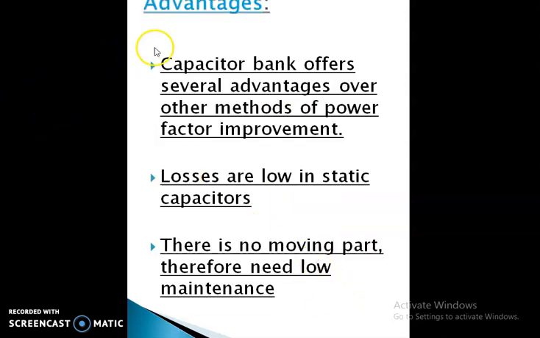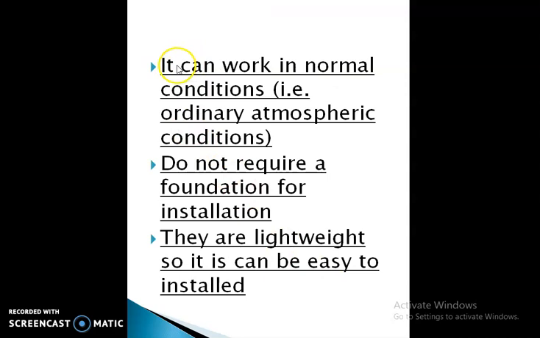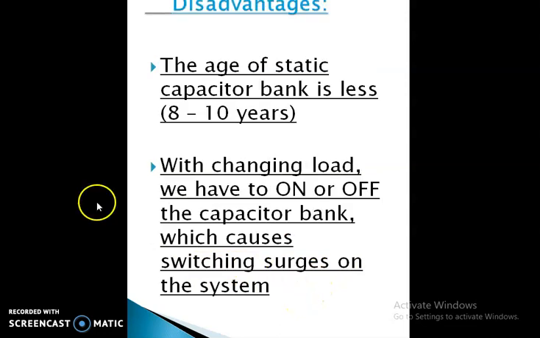Next, advantages of static capacitors. First advantage, a capacitor bank offers several advantages over other methods of power factor improvement. First one is that the losses are low in static capacitors. Second, there is no moving part, therefore it needs low maintenance. Next, it can work in ordinary atmospheric conditions. Next, it does not require a foundation for installation. Next, they are lightweight, so they can be easily installed.